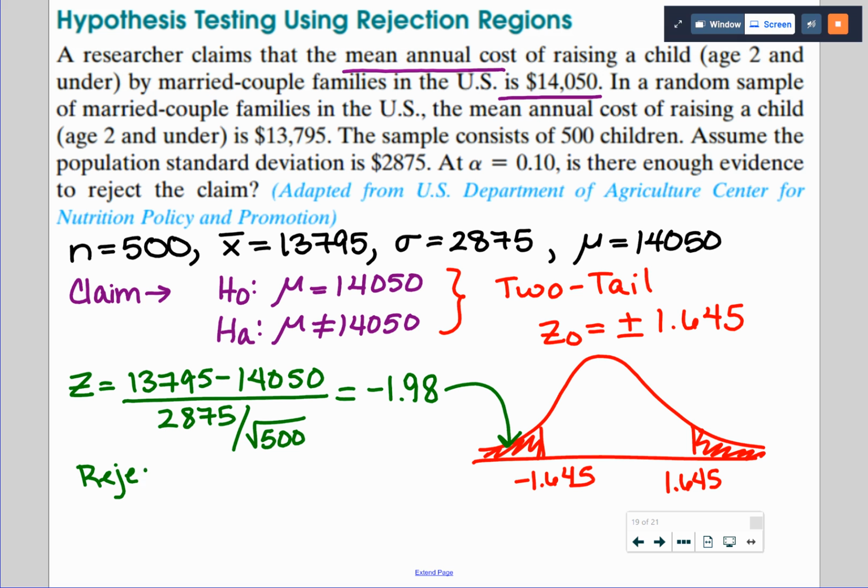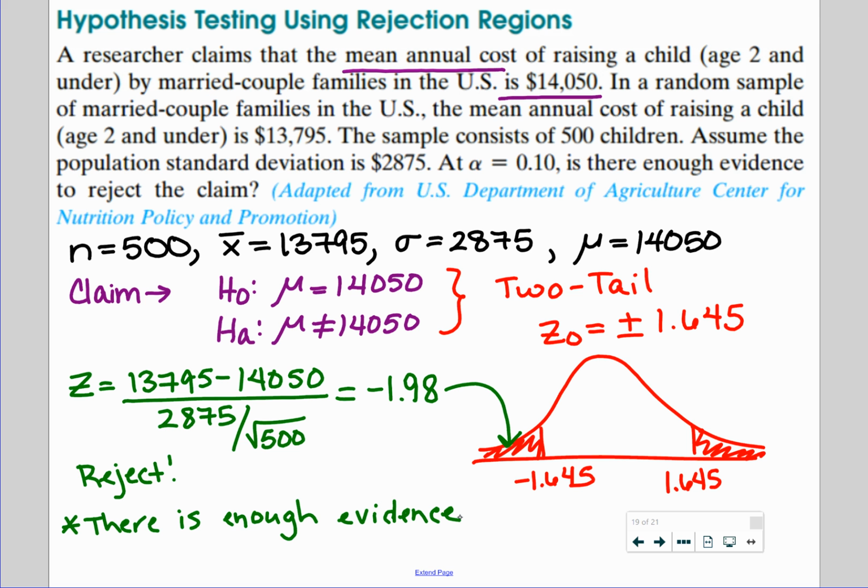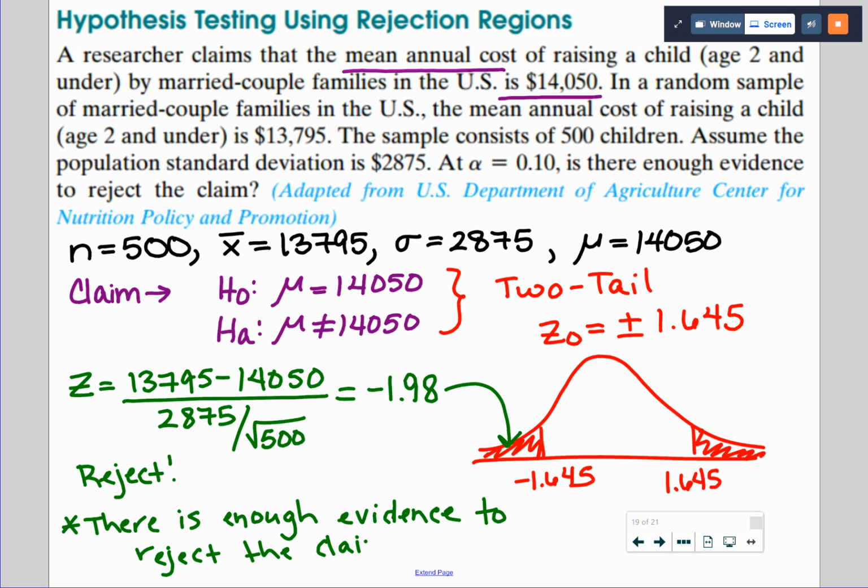All right, and so then the summary of that, we would say there is enough evidence, and this time we use the word reject because the null hypothesis was the claim, to reject the claim that the mean annual cost of raising a child is $14,050. Okay.